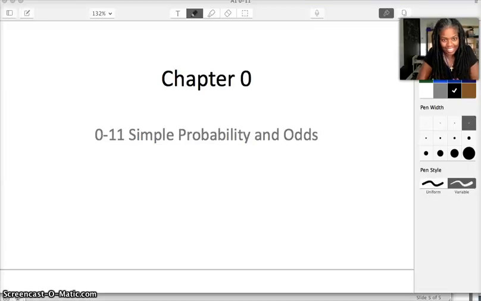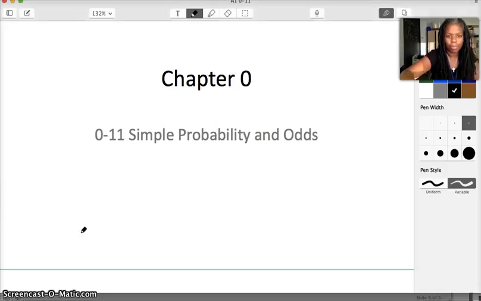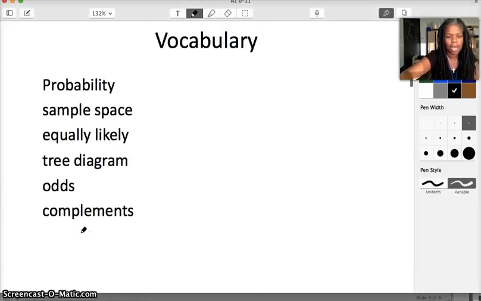Hi friends, we are still in chapter 0 and we're looking at section 011, simple probability and odds. We have a few vocabulary words to keep in mind.